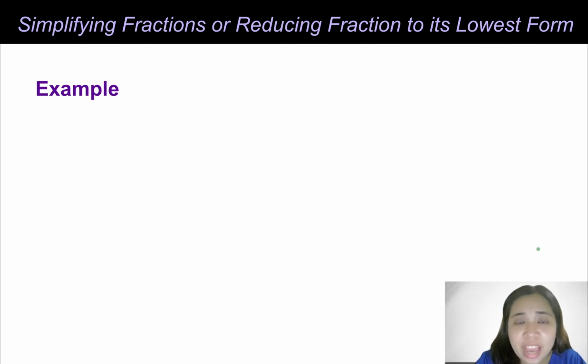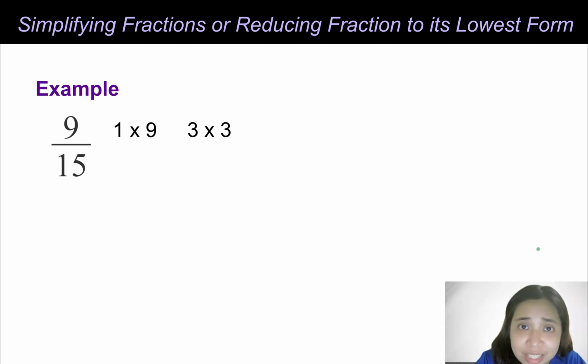So, next example, we have 9/15. Again, kukunin lang natin yung factors ng numerator and denominator. In this case, kunin muna natin yung factors ng numerator. So, the number is 9. Ano nga ba yung factors ng 9? We have 1 times 9 and 3 times 3. Then, kunin naman natin yung factors ng ating denominator, which is 15. So, factors ng 15 is 1 times 15 and 3 times 5.